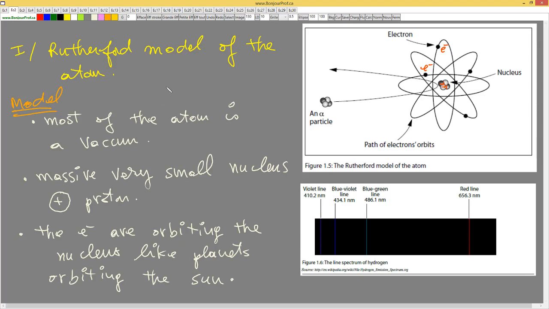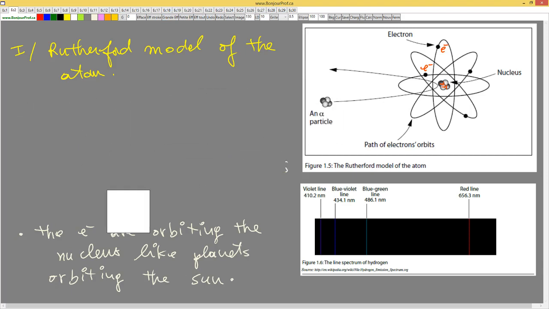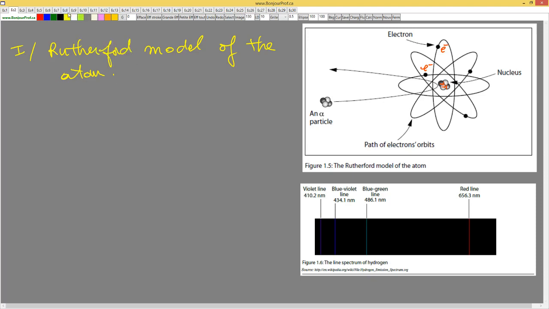Now we're going to speak about problems. So I'm going to erase, and you can feel free to stop the video until you finish. Okay. Problems with this model. Why is this model not correct? First problem: the electrons are negative, the protons are positive. So the electrons are attracted to the nucleus, and the nucleus is attracted to the electrons.